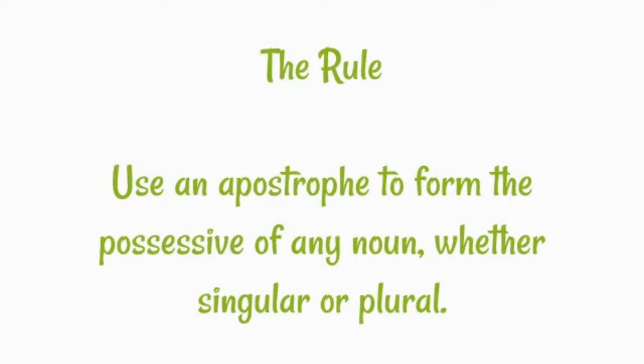Here comes the rule. Be sure to use an apostrophe to form the possessive of any noun, regardless if it's singular or plural. You're always going to use an apostrophe to form the possessive of a noun. Where it gets a little confusing sometimes is whether or not we're talking about a singular noun, a plural noun. Does it end in an S? Where do I put that apostrophe?